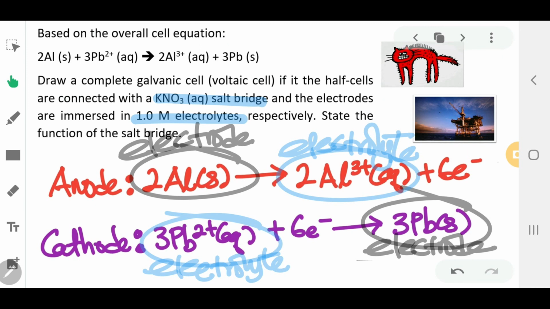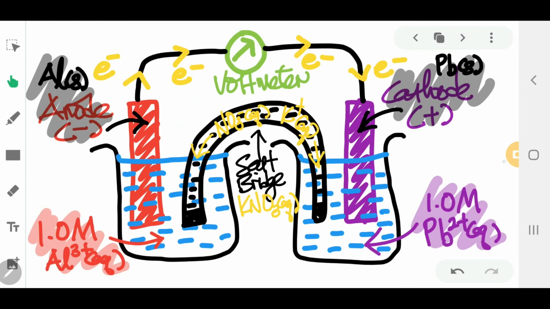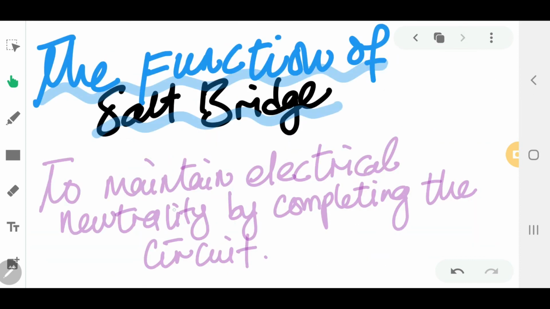Now, it's a bit more challenging if you will, but it's quite easy if you apply the mnemonic, and you can do it in this way. So now, the function of the salt bridge is simply to maintain electrical neutrality by completing the circuit.